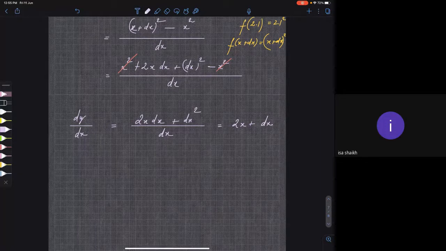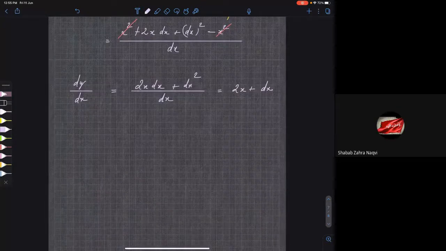Shall I do it? You are getting this step right? Yes, sir. Everybody? Okay. But what is dx? It is small.